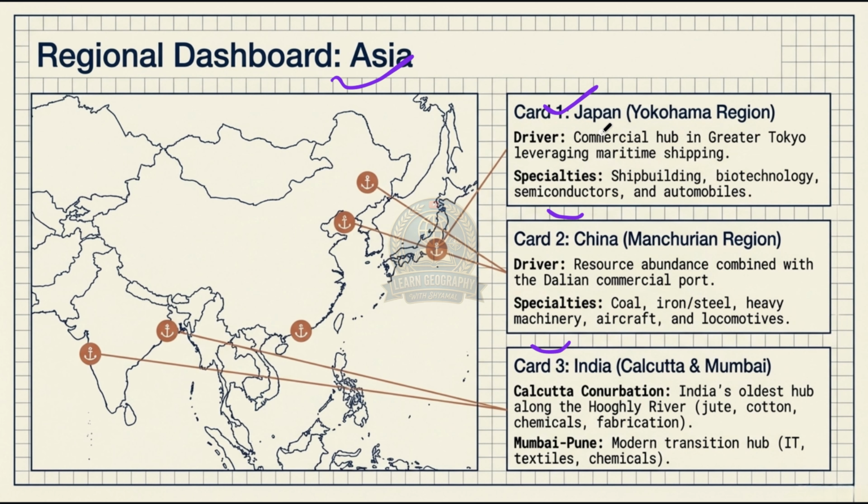Japan: commercial hub in Greater Tokyo, leveraging maritime shipping, and specialties: shipbuilding, biotechnology, semiconductors, and automobiles. And in China, monsoon regions, resource abundance combined with the Dalian commercial port; specialties: coal, iron, steel, heavy machinery, aircraft, and locomotives. And in India, Kolkata conurbation, India's oldest hub along the Hooghly River: jute, cotton, chemicals, and fabrication. And in Mumbai, Pune, modern transition hub: IT, textile, and chemicals. Okay, these are regions in Asia: Japan, China, and India.